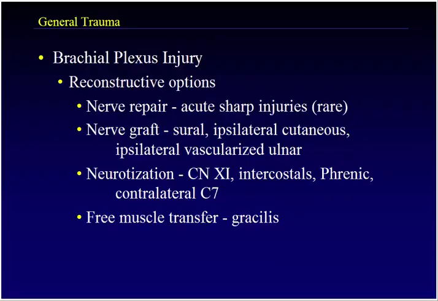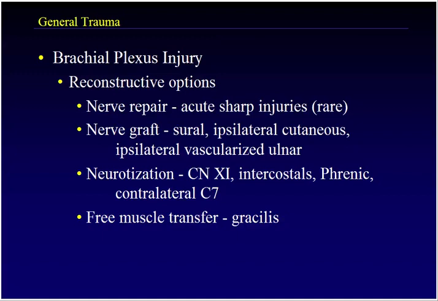The reconstructive options include direct repair of the nerves, which is rarely possible, but if you have a patient that has an acute penetrating trauma, it may be possible to do a direct nerve repair. More typically, you're going to need to do a nerve graft. These are the various sources for graft you can use: a sural nerve, the ipsilateral cutaneous nerves, or an ipsilateral vascularized ulnar nerve, again, because we're not anticipating significant return of ulnar intrinsic function. Neurotization can also be performed, and you can use cranial nerve 11, intercostals, the phrenic nerve, or the contralateral C7. Then you can consider doing a free muscle transfer, such as a gracilis, to attempt to restore elbow flexion to the patient.